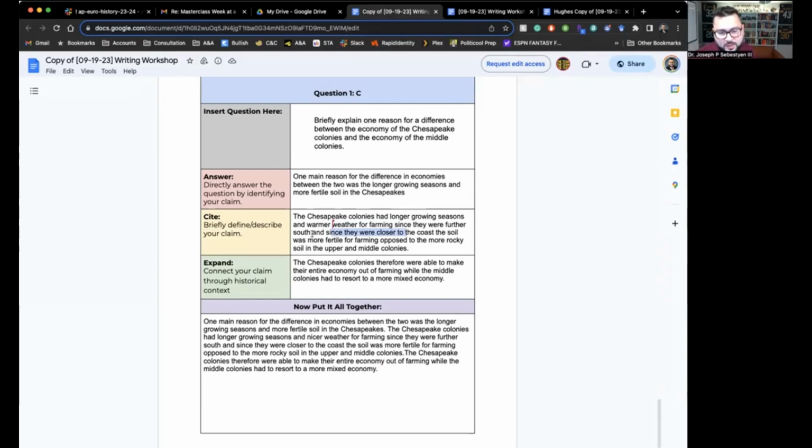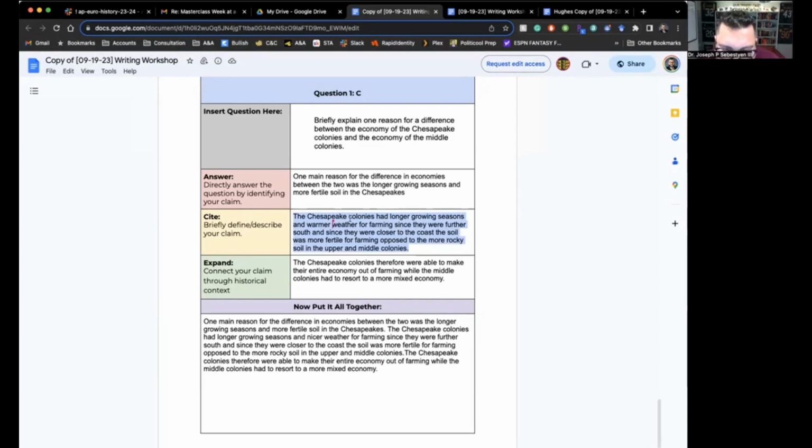Okay, so that's okay. And since they were close to the coast, the soil was more fertile for farming, as opposed to the more rocky soil in the upper and middle colonies. Everything there is good. There's a lot of words, and I think you can make this more direct, right? Still get your point across. So maybe break it up into two sentences.